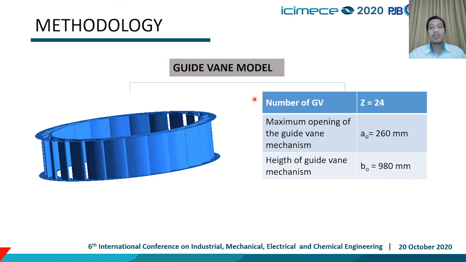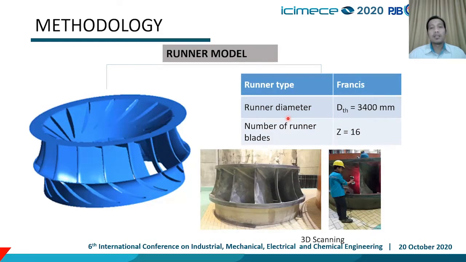Next is the methodology chapter. First, make a guide vane model based on the as-built drawing in OEM books. The number of guide vanes is 24. Next is to create a runner model by first doing 3D scanning, which is then processed again using a modeling application. The runner type is Francis. Runner diameter is 3400 millimeters. The number of runner blades is 16.